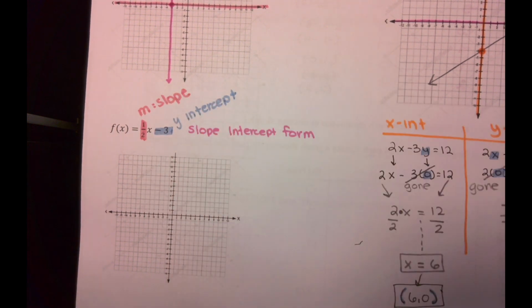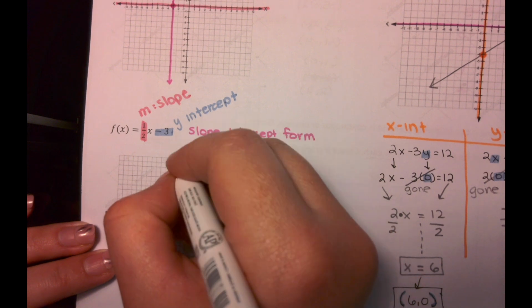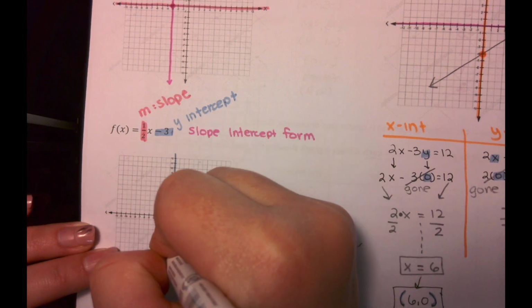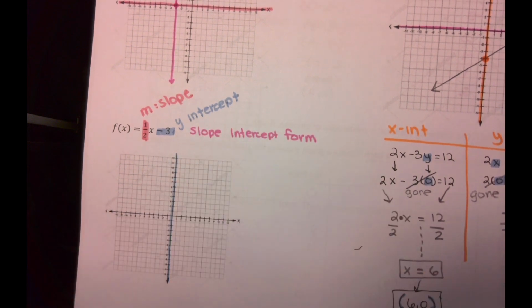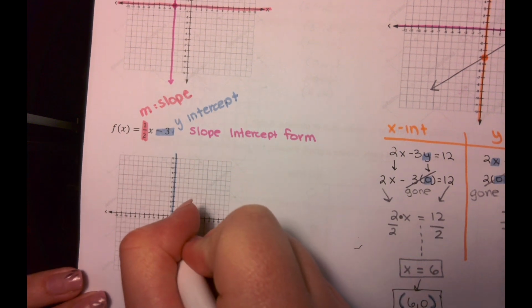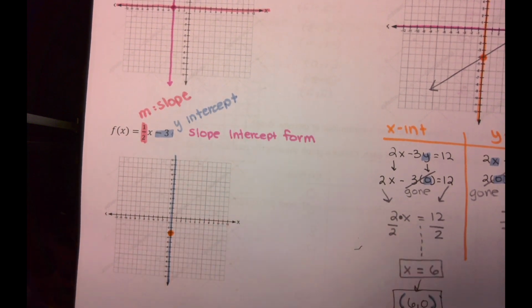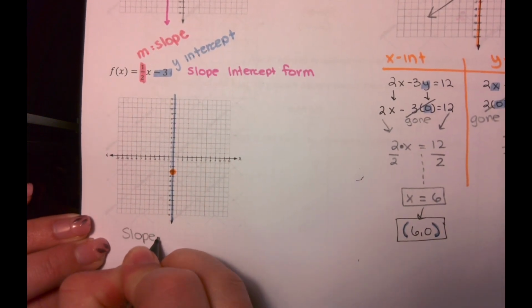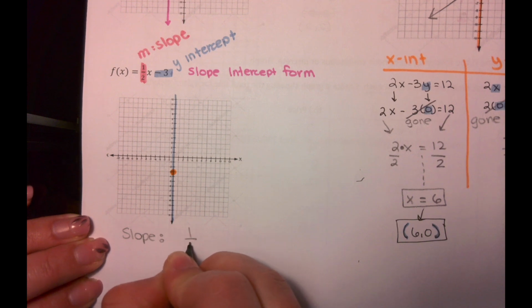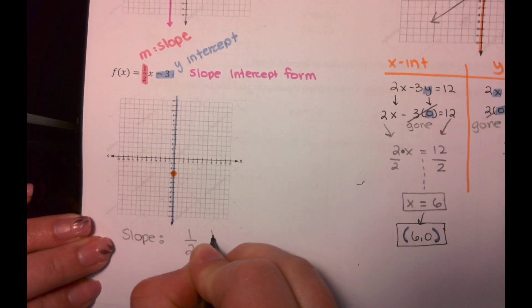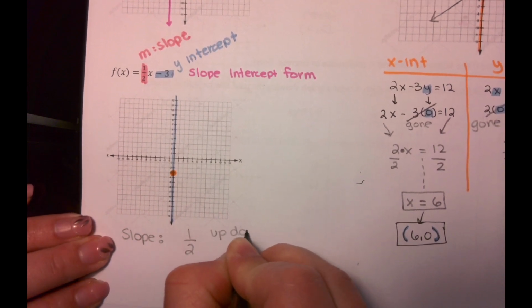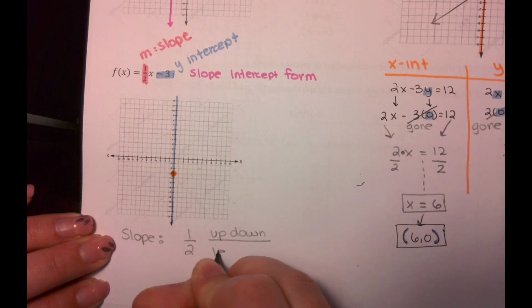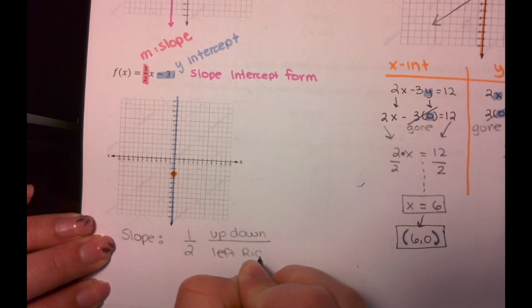So what you're going to do is start off with your y-intercept. On your y-axis, you're going to find that point of -3. And that is here, and you're going to draw a point. Then you're going to use your slope to go up and over. So slope is 1/2. That means we're going to go up, down, left, right. It doesn't matter if you go up, down.